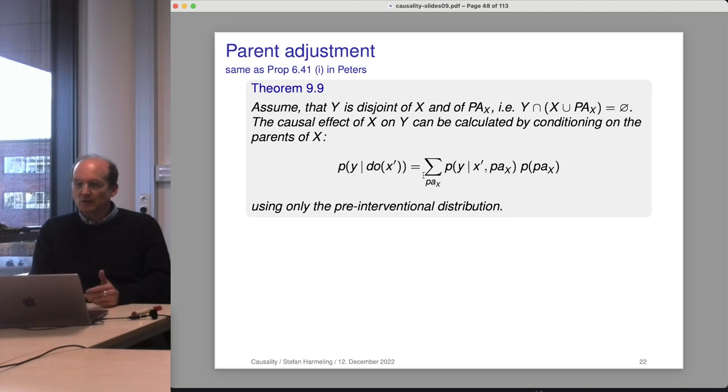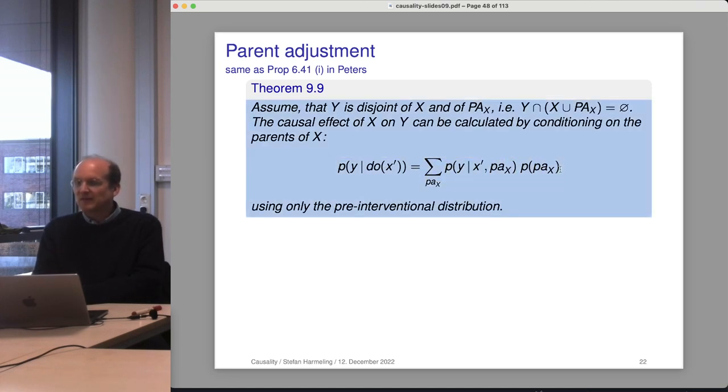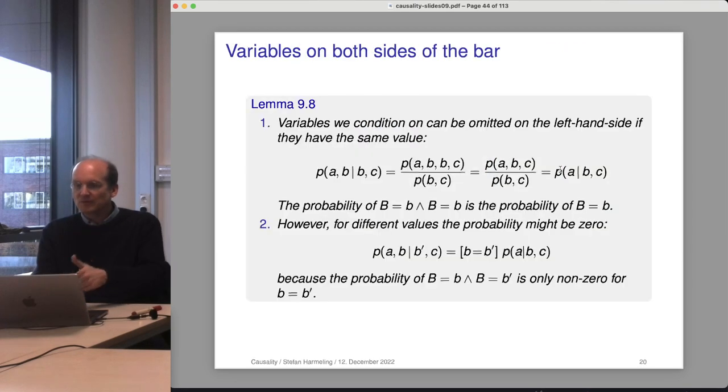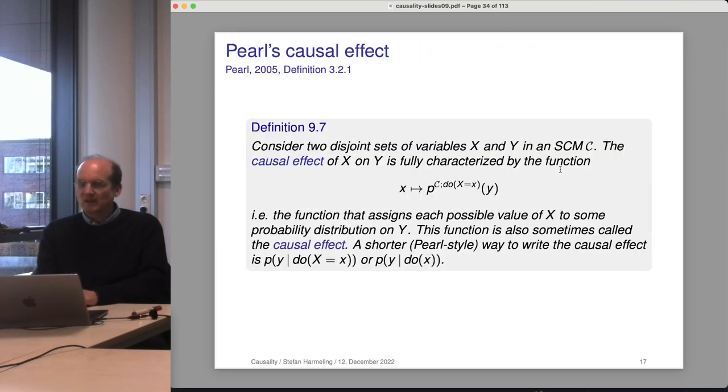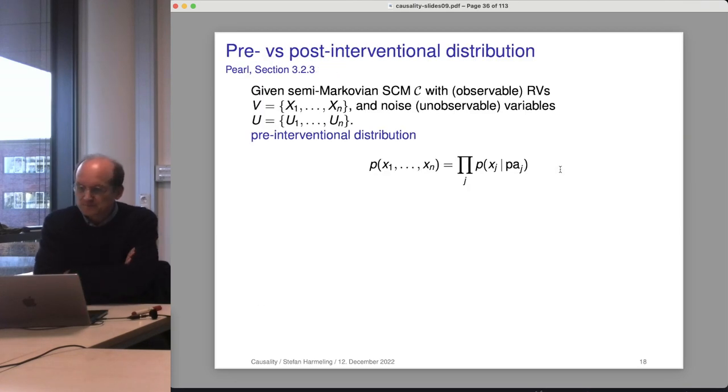And then I can use the so-called parent adjustment formula, which is this formula here. Our goal is to derive this formula. Let's go through the steps to do that. First of all, we need to learn about the pre- and the post-interventional distribution.